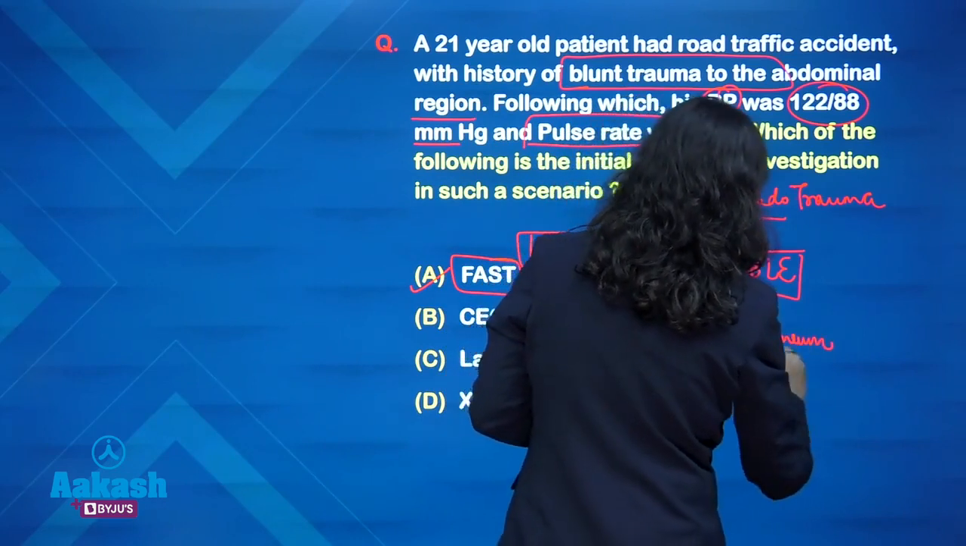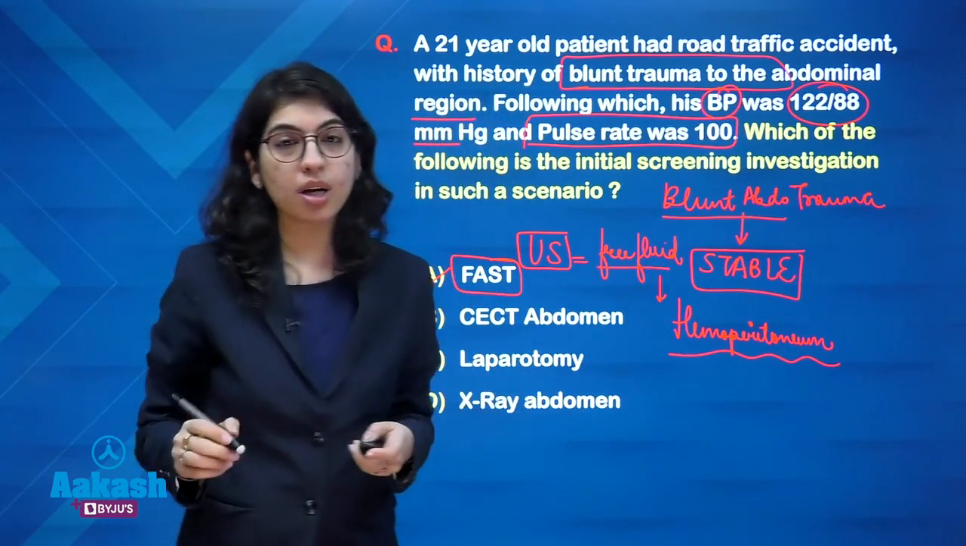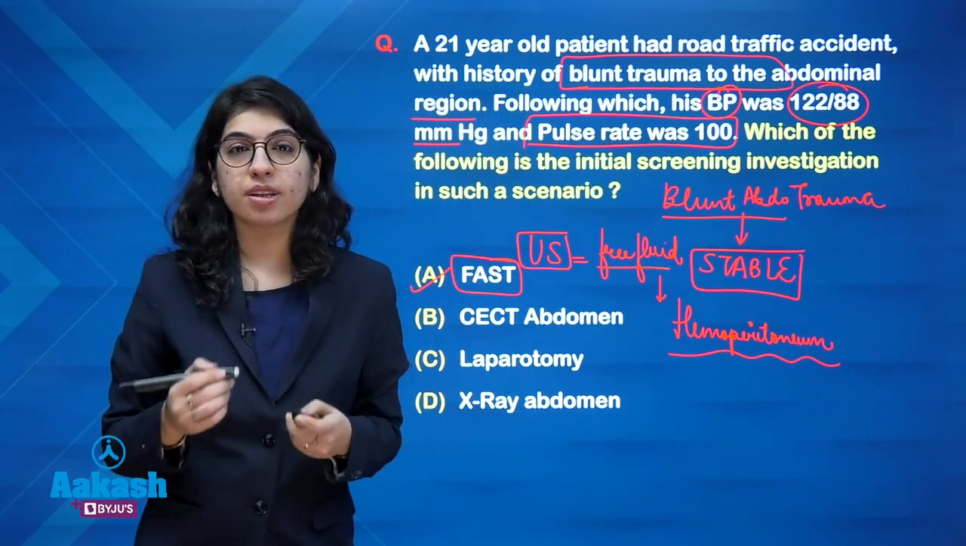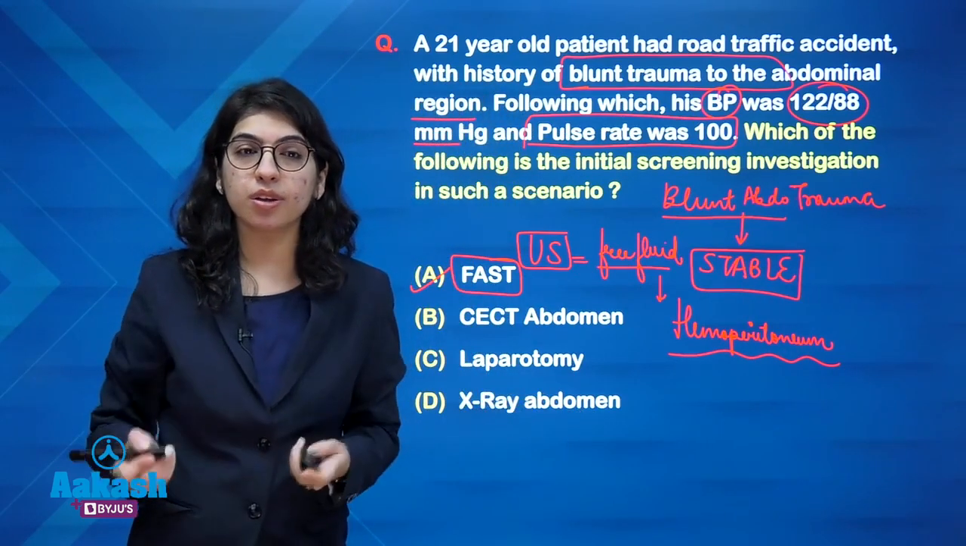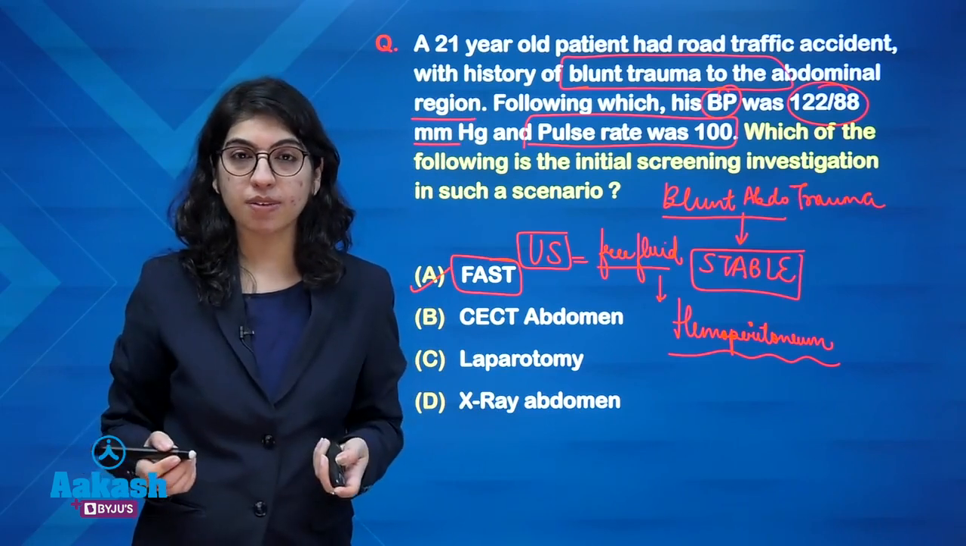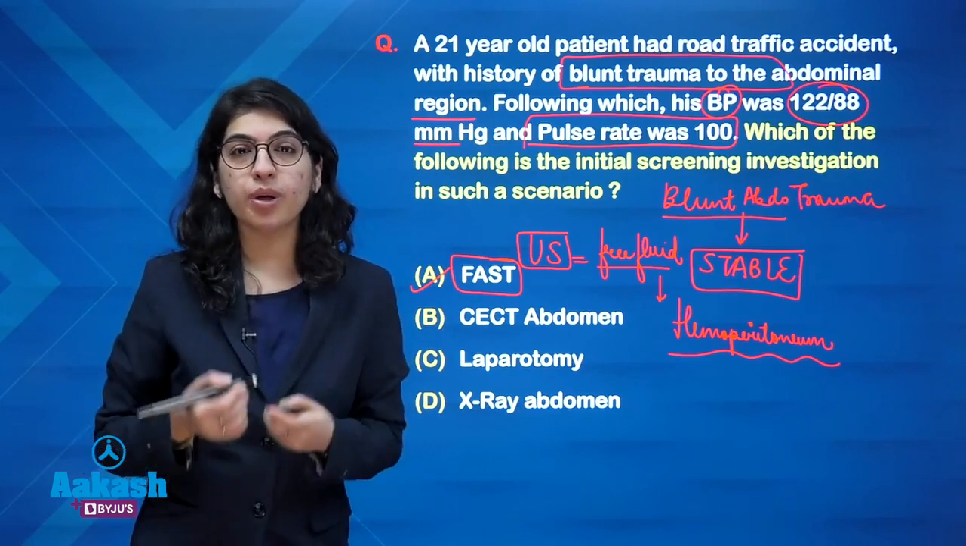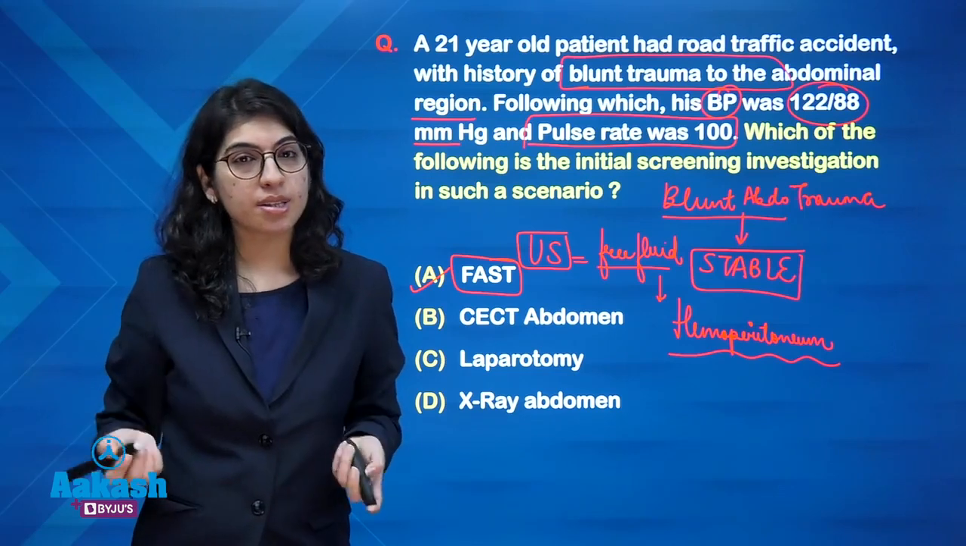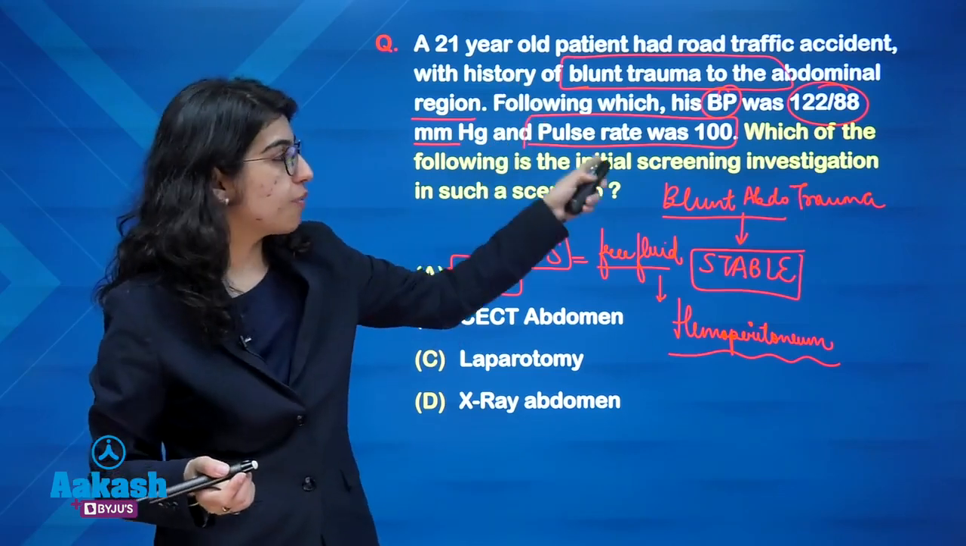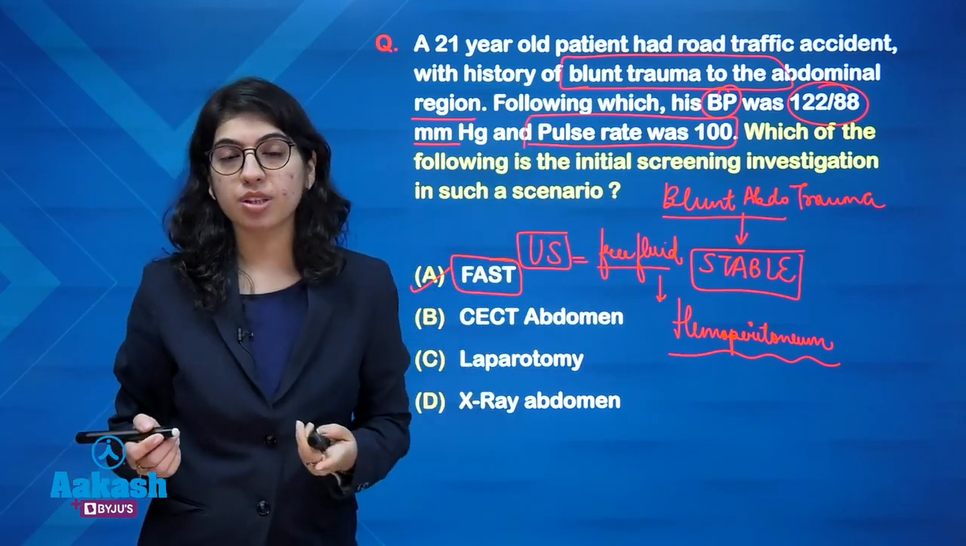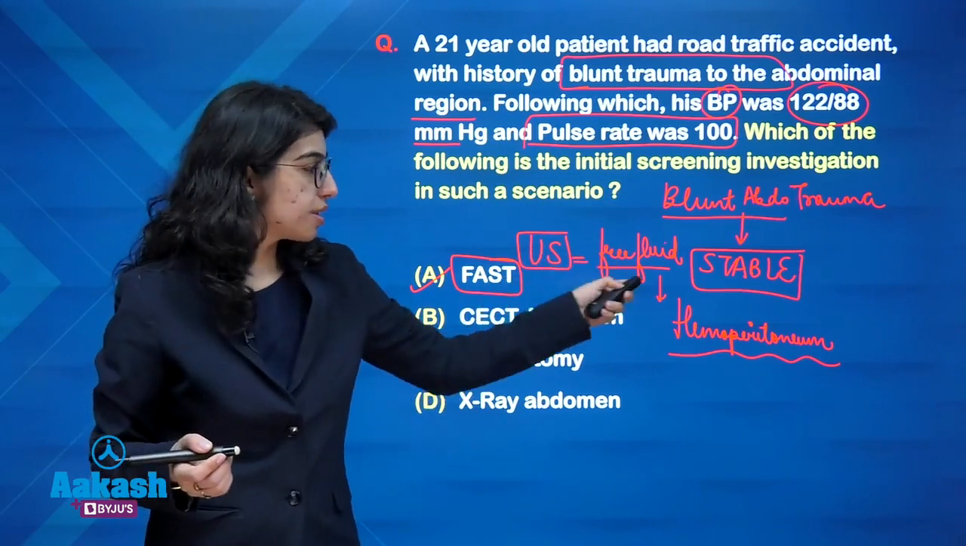Earlier we used to do diagnostic peritoneal lavage and all. Nowadays it's not done. FAST is nothing else but an ultrasound, which is a non-invasive thing, available in the emergency setting. Look for any free fluid, and if it is present, it indicates hemoperitoneum. So if the patient has come with blunt trauma abdomen and is stable, the initial investigation is FAST. Clear?